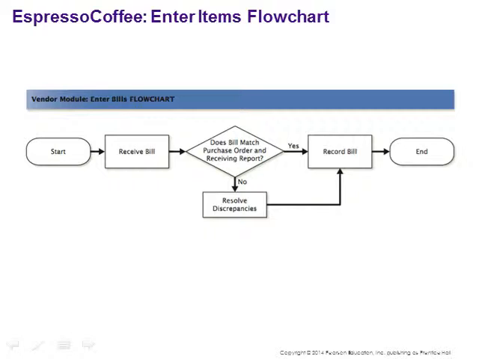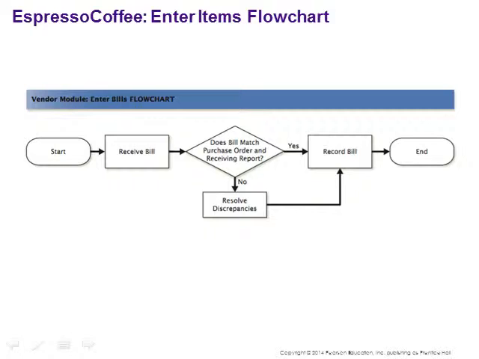And so here we see the flowchart for the business process of entering bills, right? And so notice that EspressoCoffee uses a 3-way match when processing or entering bills. That is, it compares the bill received to the PO and the receiving report. And so how many activities do we have here? And again, I hope you answered 3.